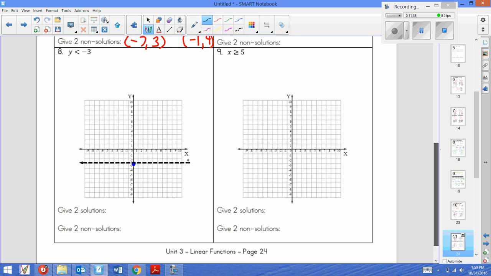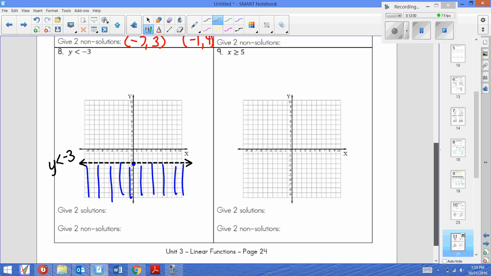Arrows on both ends. I'm going to label it now so I don't forget. And it looks like y is smaller than -3, so that indicates to me all of these points below are going to be solutions. That kind of helps me with this next part.